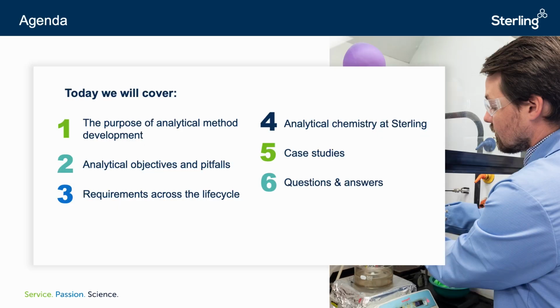Today, we'll go over the significance and purpose of analytical method development, some analytical objectives and common pitfalls and how we avoid them, as well as some method requirements across the API development lifecycle. We'll also go over Sterling's specific approach to analytical chemistry and how we build partnerships and facilitate communication for a better end product. We'll also take a look at a case study that harnessed our analytical know-how to solve a particularly difficult problem. And then we'll answer some questions at the end.